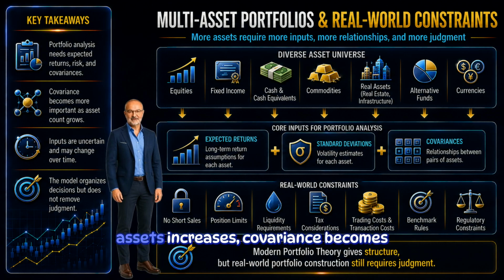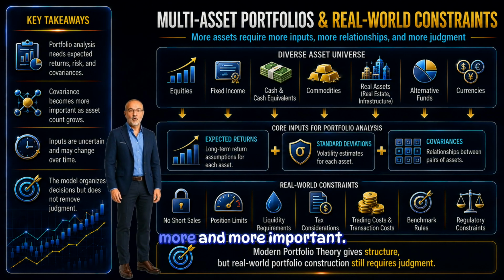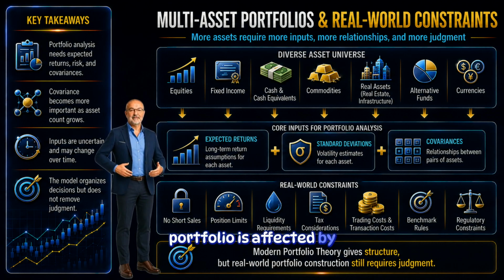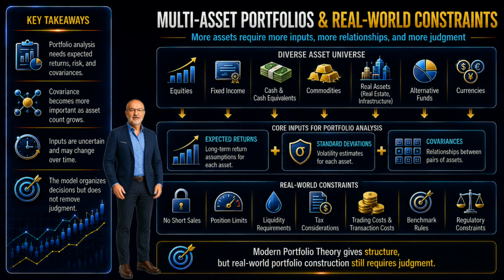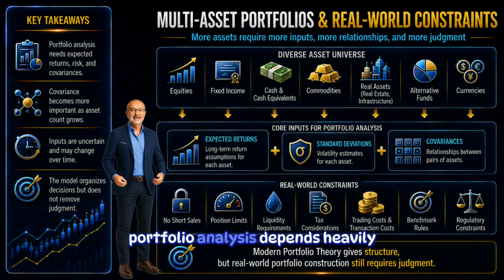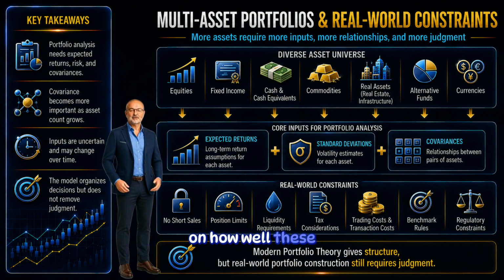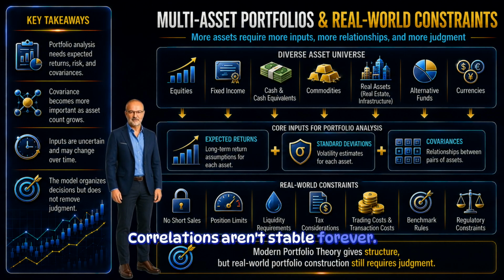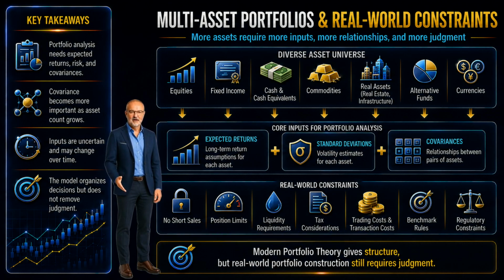As the number of assets increases, covariance becomes more and more important. With many assets, the portfolio is affected by many pairwise relationships. The quality of the portfolio analysis depends heavily on how well these relationships are estimated. In practice, this is challenging. Expected returns are uncertain. Volatilities change over time. Correlations aren't stable forever. During market stress, assets that normally seem diversified may suddenly begin moving together.